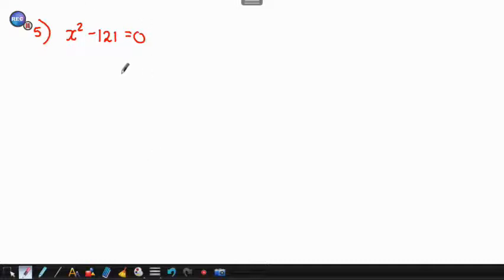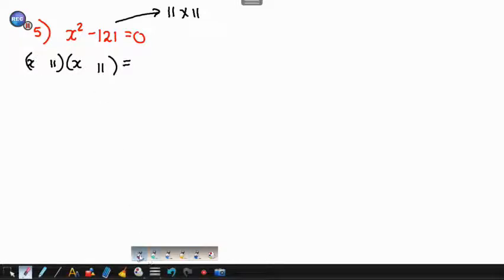Okay, let's look at number 5. For number 5, this is a difference of 2 squares. So I'm just going to go ahead and open my bracket, right? Then now I ask myself, this is 121, so that will be 11 times 11. So I'll have 11 here, I have 11 there, I have x here, and I'll have x there.